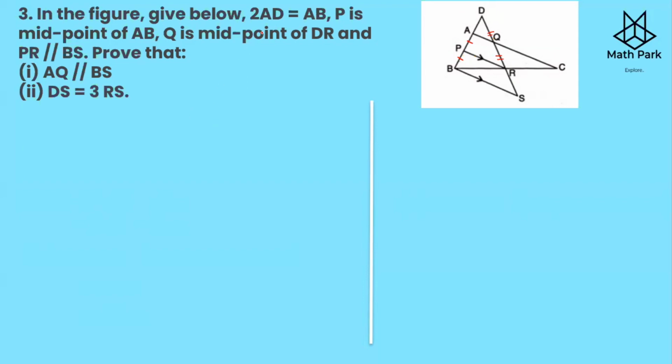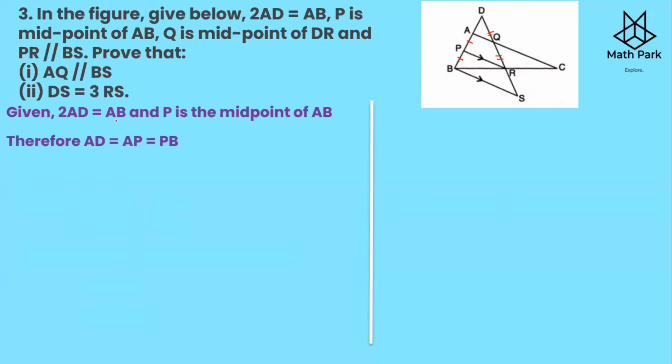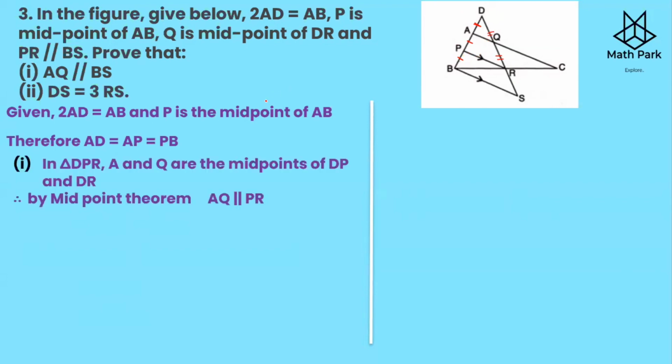Now, since you have 2AD is equal to AB, and P is the midpoint, you get AD is equal to AP is equal to PB. These three parts are equal. You have to prove AQ parallel to RS. So, in triangle DPR, A and Q are the midpoints of DP and DR respectively. Therefore, by midpoint theorem, you have AQ is parallel to PR.